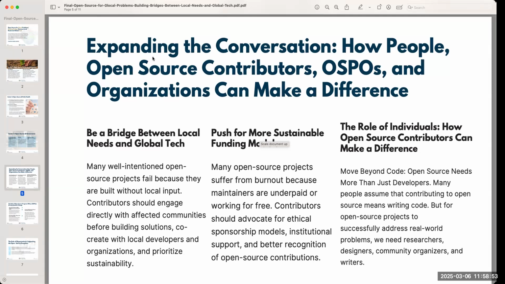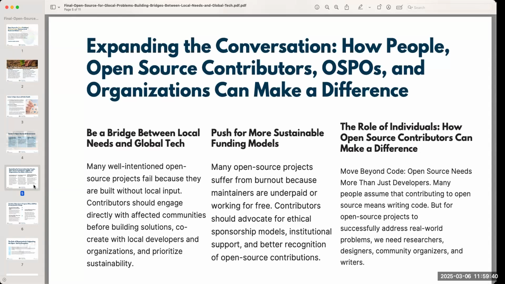Okay, perfect. And I think after covering these sectors, I believe that expanding the conversation will help, because we also want to understand how different people, how open source contributors, OSPOs, and organizations can actually make a difference. Because I think that beyond technical solutions, open source is ultimately about the people, the developers, the contributors, the maintainers, researchers, activists, and organizations who collaborate to make meaningful impact. But the question is, how do we ensure that open source solutions for global problems are truly effective, inclusive, and sustainable? And I tried to break it down.